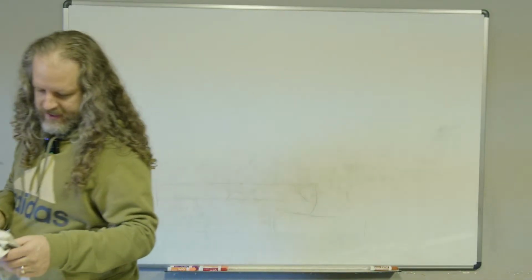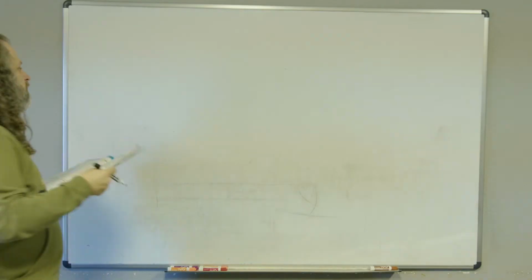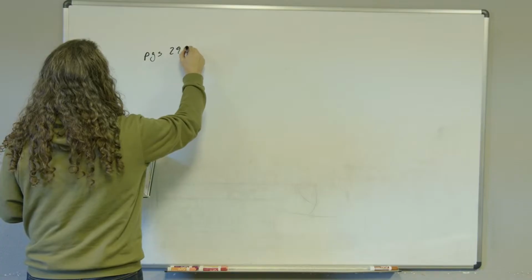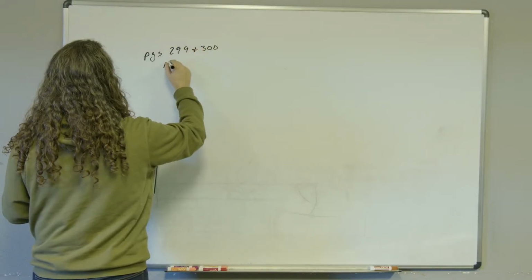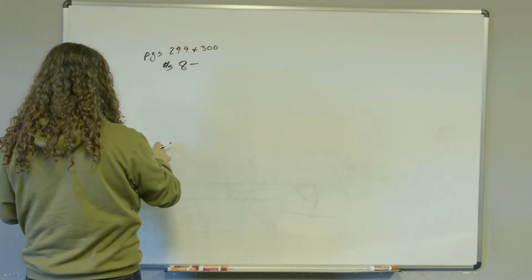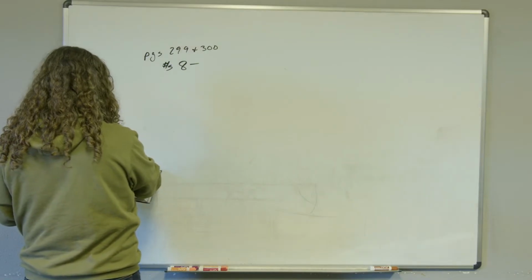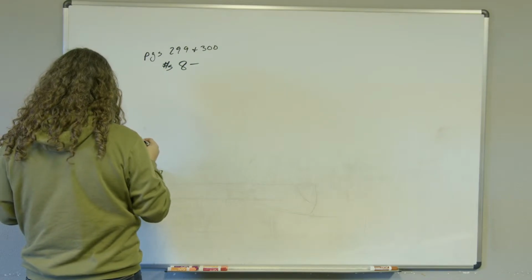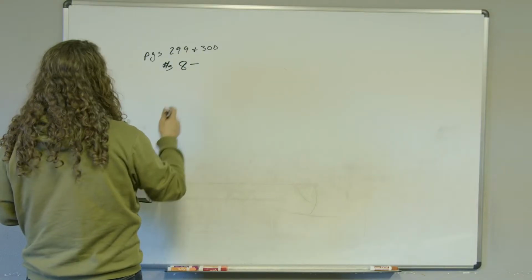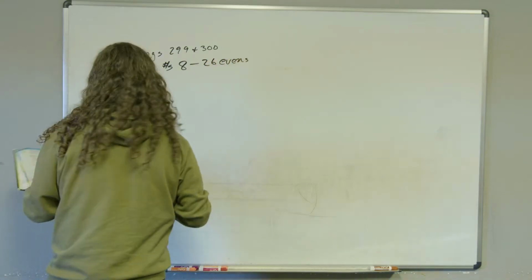So your homework for this lesson is going to be pages 299 and 300. We're going to do numbers 8 through 26, evens. All right, there you go.